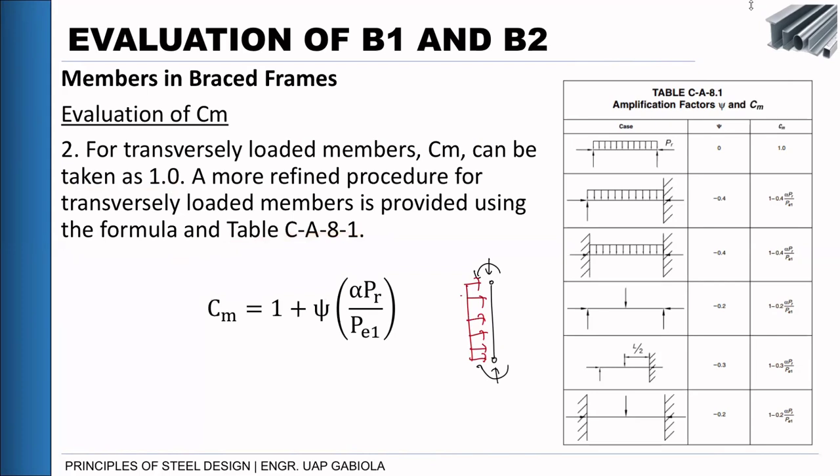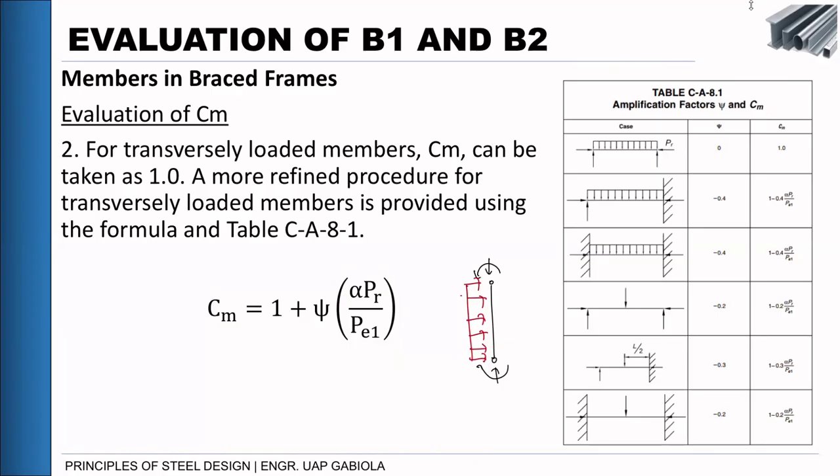So, galing sa AISC construction manual. So, ito yung formula niya. 1 plus psi times alpha PR over PE sub 1. So, ito wala tayong problema dito. That is the same formulation dun sa previous slide natin. Si psi lang yung nagbago at si psi will depend dito sa table natin. So, depending on the condition of our table.